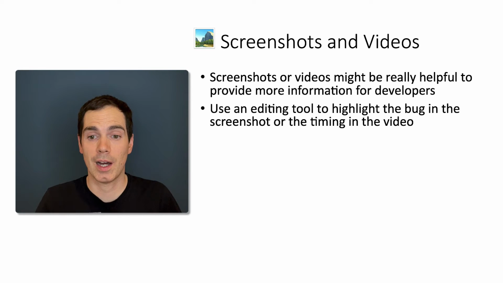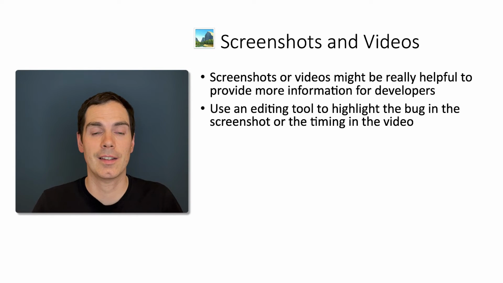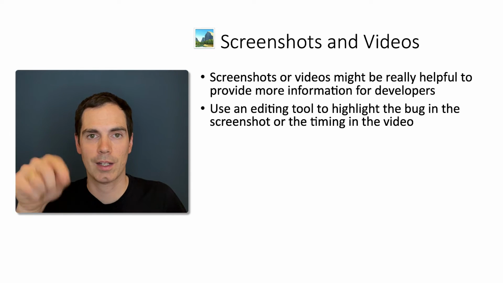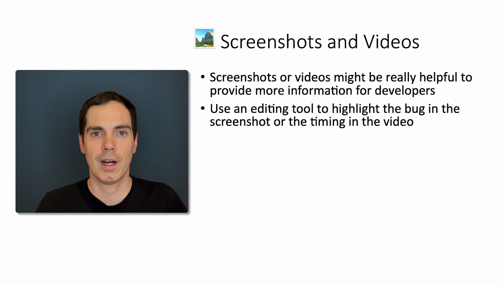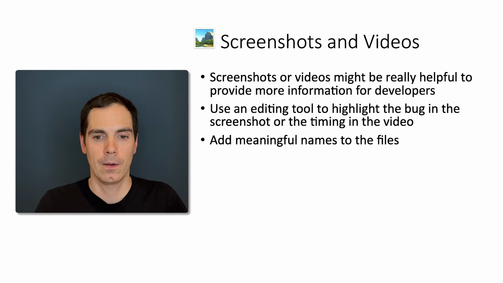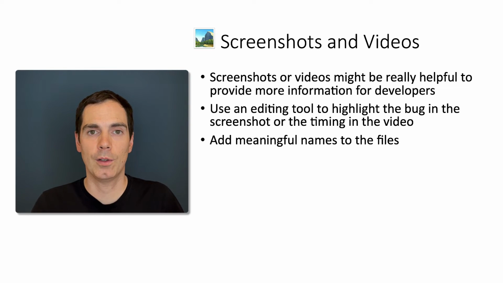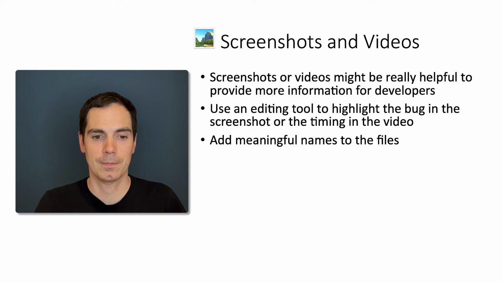Use an editing tool to highlight a bug in the screenshot or at the timing of the video. Let's say, if you have a video, note the exact minutes and seconds where the bug occurs. On screenshots you can use an arrow or a circle in a different color to highlight the bug. And of course it's also important to add meaningful names to the files. Don't name them screenshot 123 or video 123. Give them a meaningful name, for example app version, app section, or similar things.